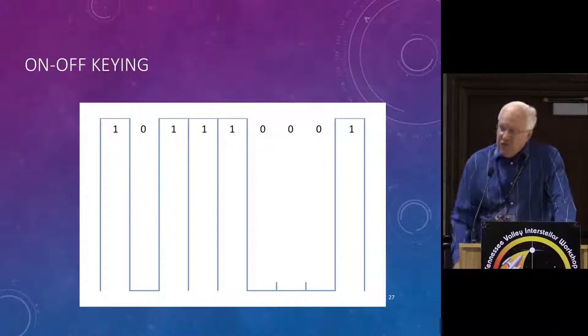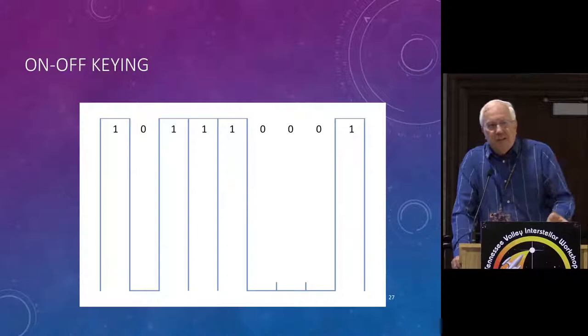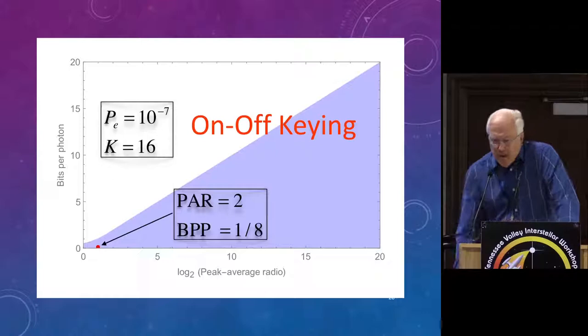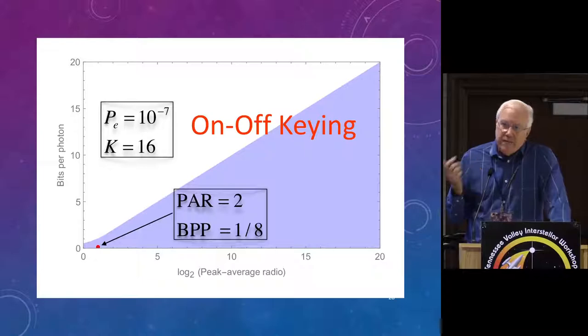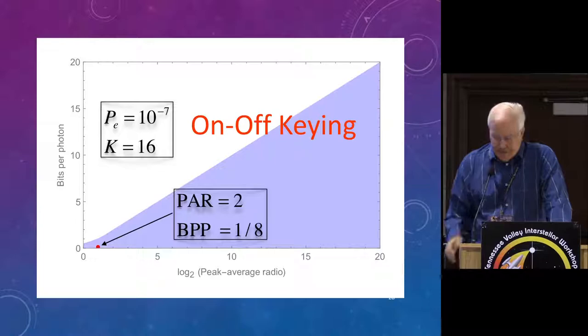Now, to come up with a concrete technique, let's start with the simplest thing we can imagine. The simplest technique we can imagine, which is called on-off keying, is that our laser transmits a one bit with a pulse, and it transmits a zero bit with no pulse. Okay, so it turns out, and I won't go through the details, that if we're shooting for a reliability of 10 to the minus 7th error probability, which allows us to get a whole image back pretty reliably, then the bits per photon for this technique is 1/8. So we get 1/8 of a bit per photon.